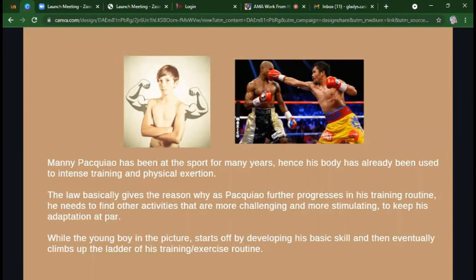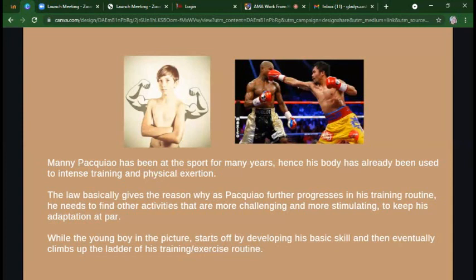While the young boy in the other picture starts off by developing his basic skills and then eventually climbs up the ladder of his training or exercise routine. Just like what is in his background, if that is his goal, he can do it one by one by increasing the stressor of the physical exercise that he is undergoing.